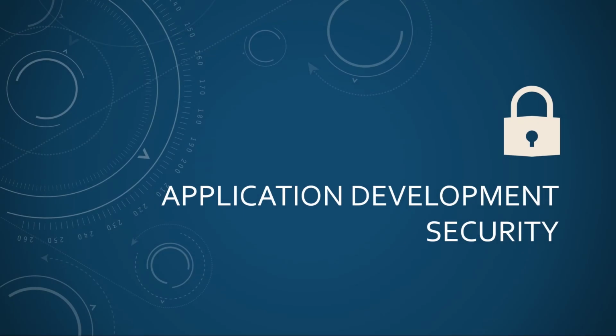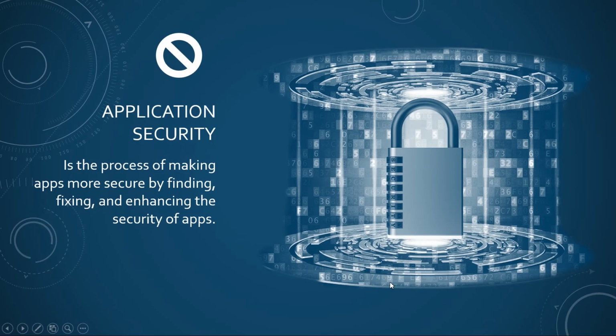This topic is about application development security, and the first part is what is application security. Application security is the process of making apps more secure by finding, fixing, and enhancing the security of apps. Much of this happens during the development phase, but it includes tools and methods to protect apps once they are deployed.